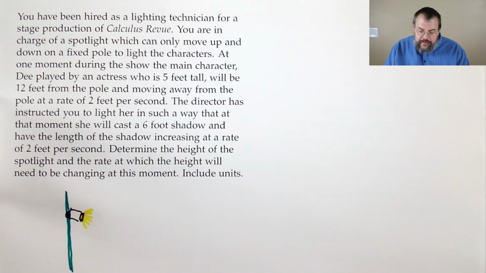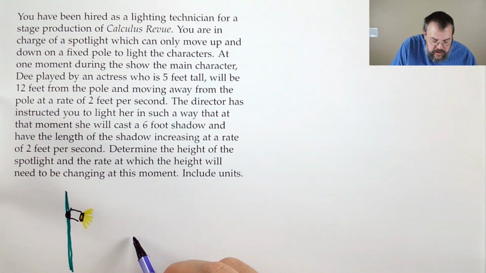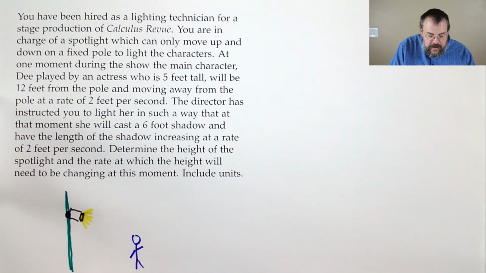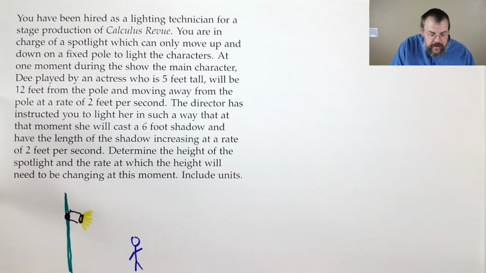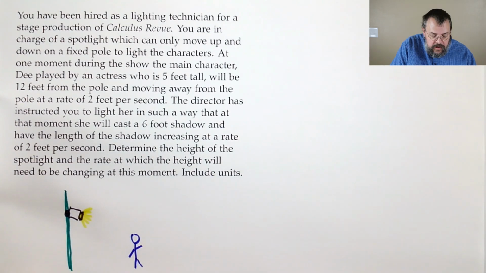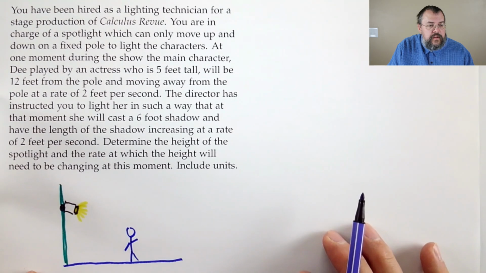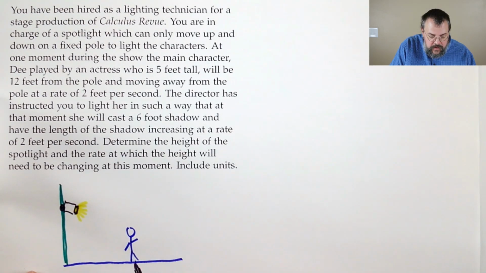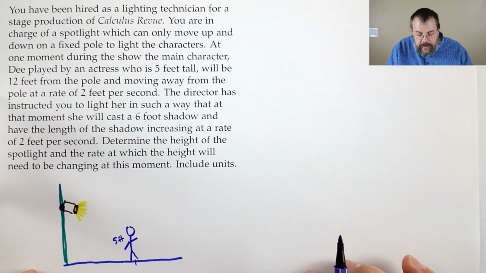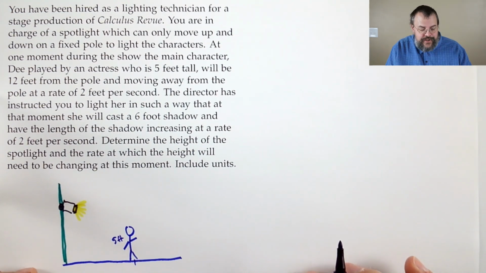Now, we have D. So let's draw D in here. So D is here. Here's D, delivering great lines as always. And what do we know about D? Well, let me put this up here a little bit. We're told that D is 5 feet tall. So this is 5 feet. And that's not going to change. D is not going to grow during the show.